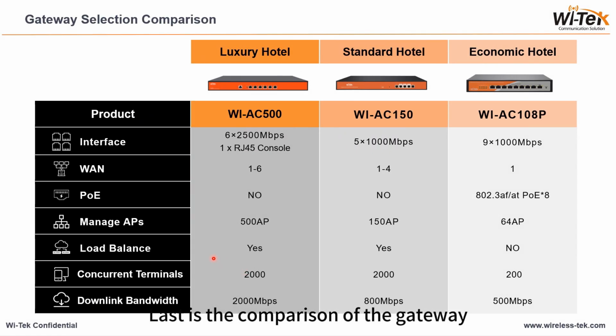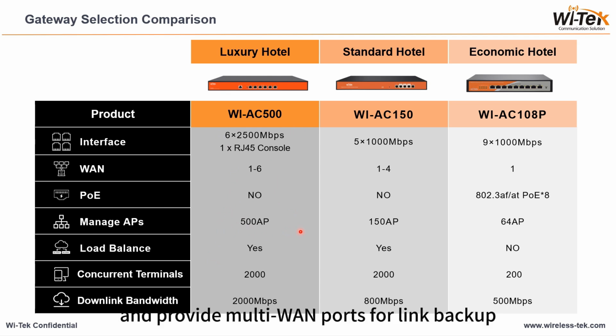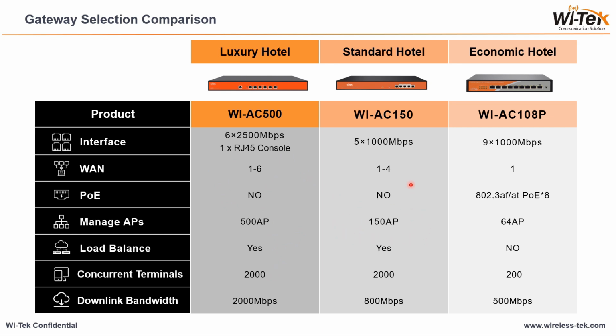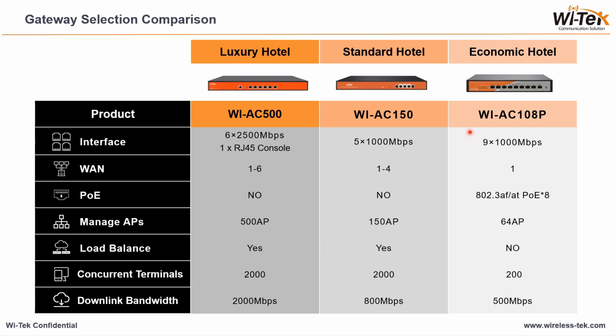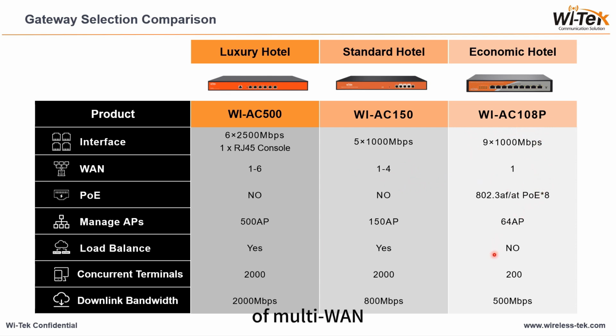Last is the comparison of the gateway. Luxury hotels need AC 500 to manage APs up to 500 and provide multi-WAN ports for link backup. Standard hotels need AC 150 to manage up to 150 APs, and multi-WAN ports to provide link backup. As for economic hotels, they just don't provide link backup of multi-WAN, and managing 64 APs is enough.